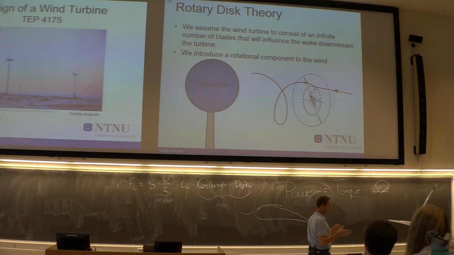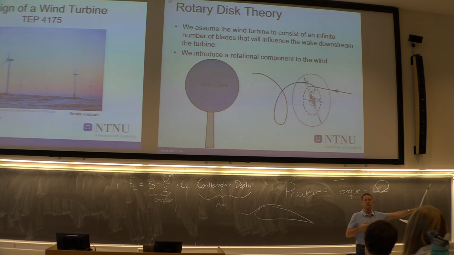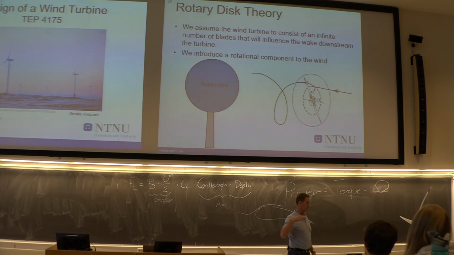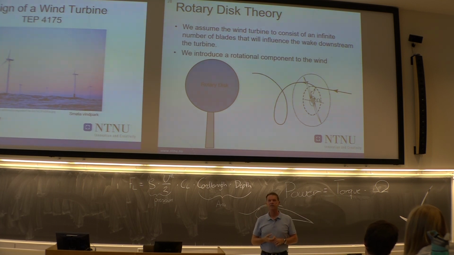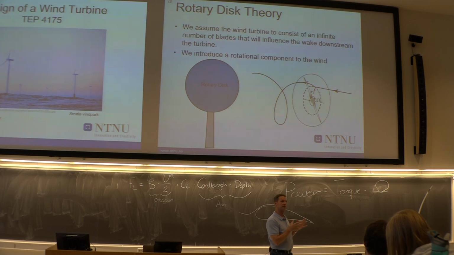Believe it or not, the wind at the downstream end of the turbine is rotating. So even though the wind is just having one velocity here, it will rotate at the downstream end of the turbine. That's what we call the turbine wake. And that rotation will always be opposite to the direction of the rotation. We will see later on that you have to have a component in that direction in order to extract energy from the air.